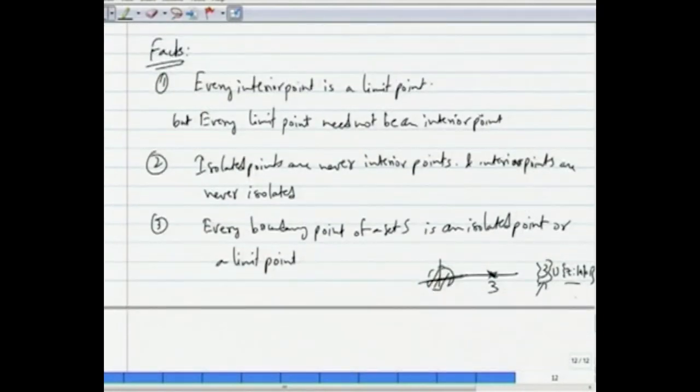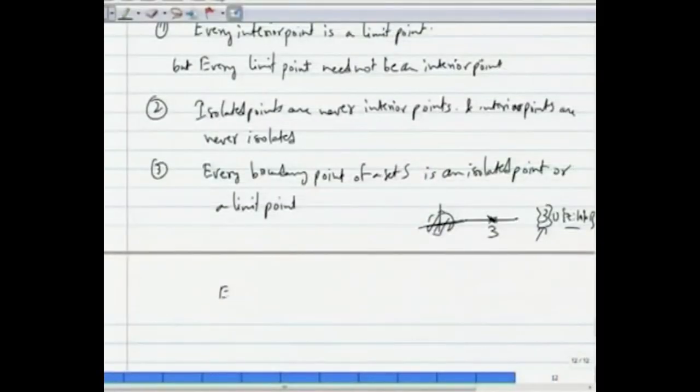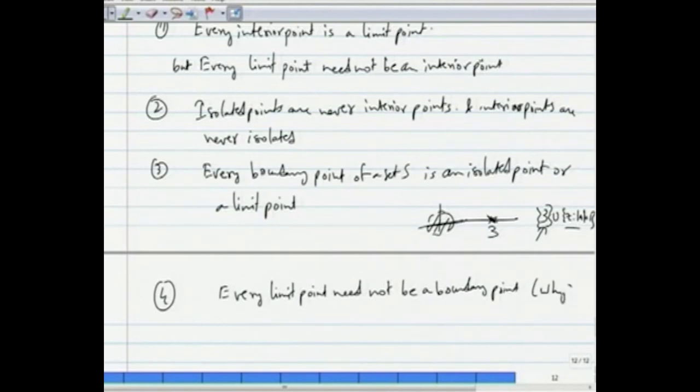Try to show this fact more generally. That is an exercise. I also want to say that every limit point need not be a boundary point. Why? That is a question for the viewer. Think about it. And try to prove the ones which I have not proved here. Those are exercises for the viewer.